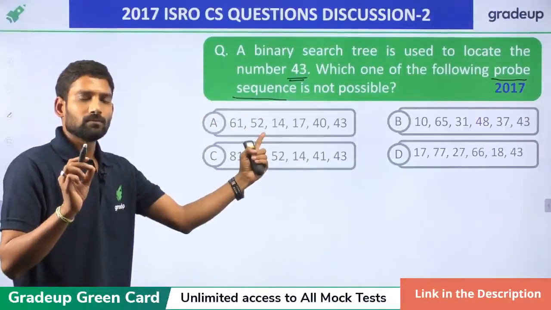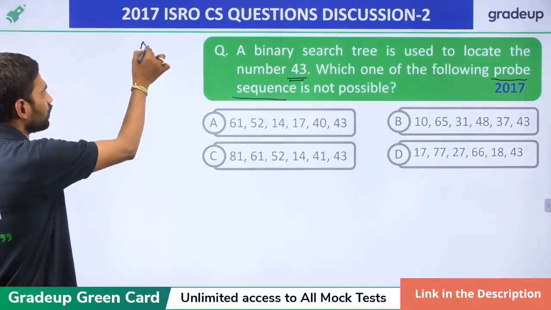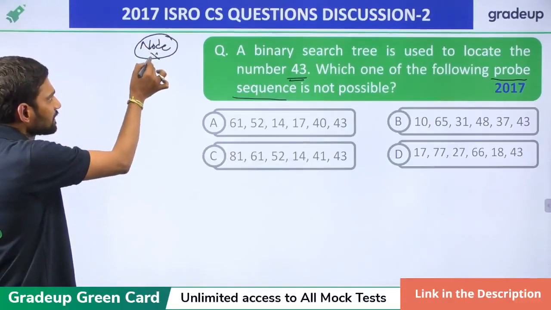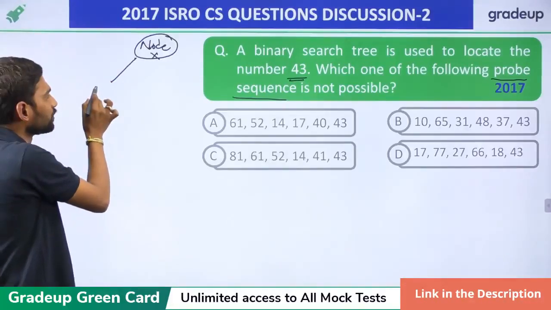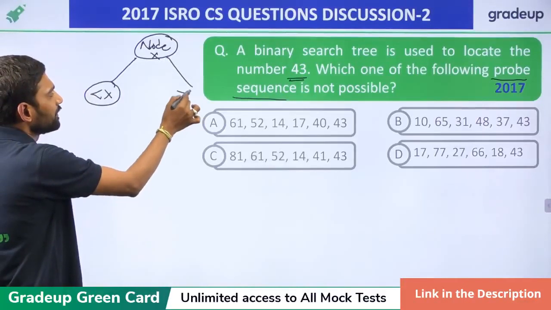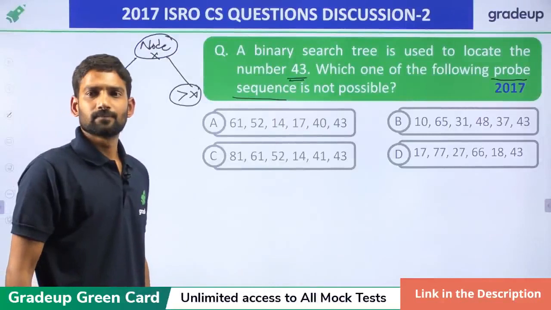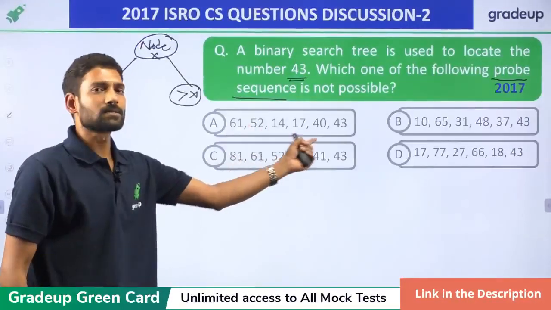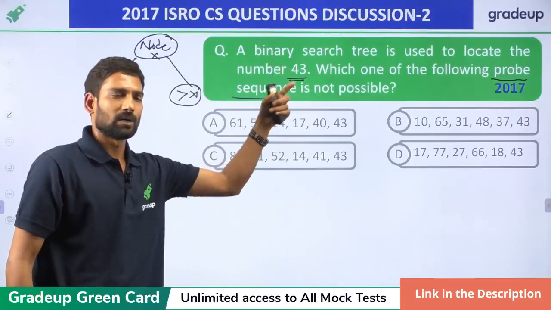I'll tell you first what is a binary search tree. If you have a node, let's say X, then all left elements should be less than X, all right elements should be greater than X, isn't it? This is what binary search tree means. So let us construct this sequence as a BST one by one.